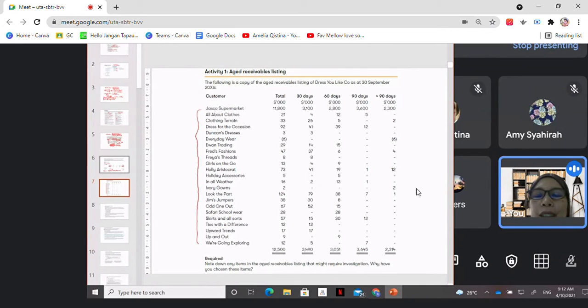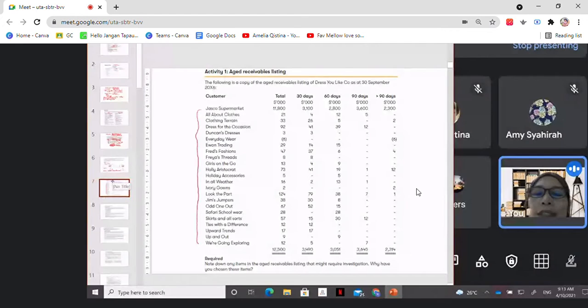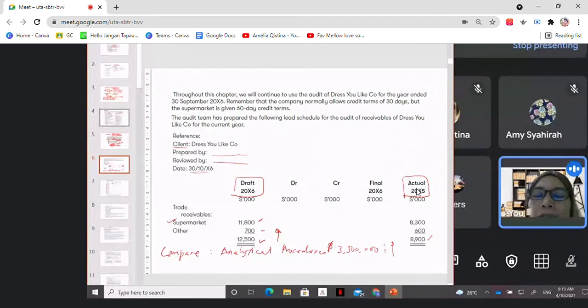From the Jasco supermarket, you have 11,800. So here 11,800 comes from the supermarket. And then others is comprised of what? Others is 700,000. Other than that, it comes from the supermarket.